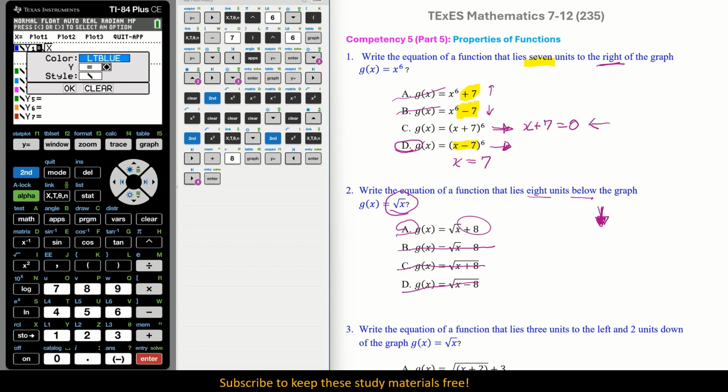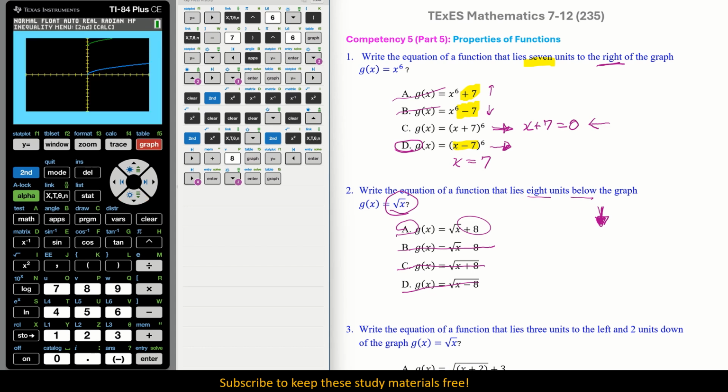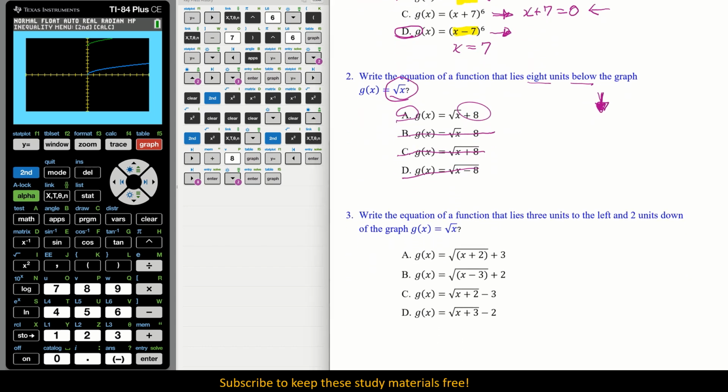Let's look at them. Okay, go arrow all the way down to the, okay, push enter. Now let's see our graph. Okay, now we see something that shows up enough. Good enough. Okay, now let's go to number 3.